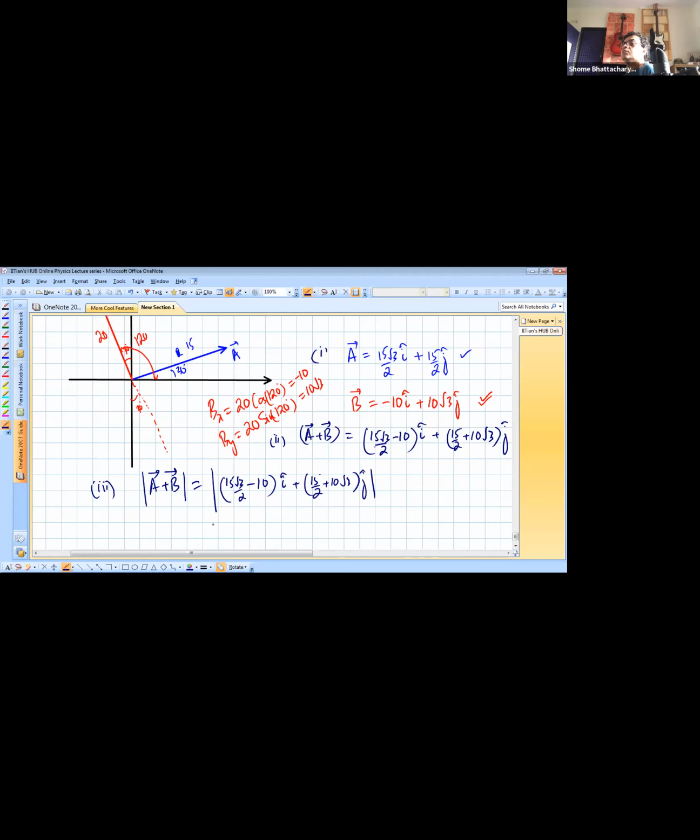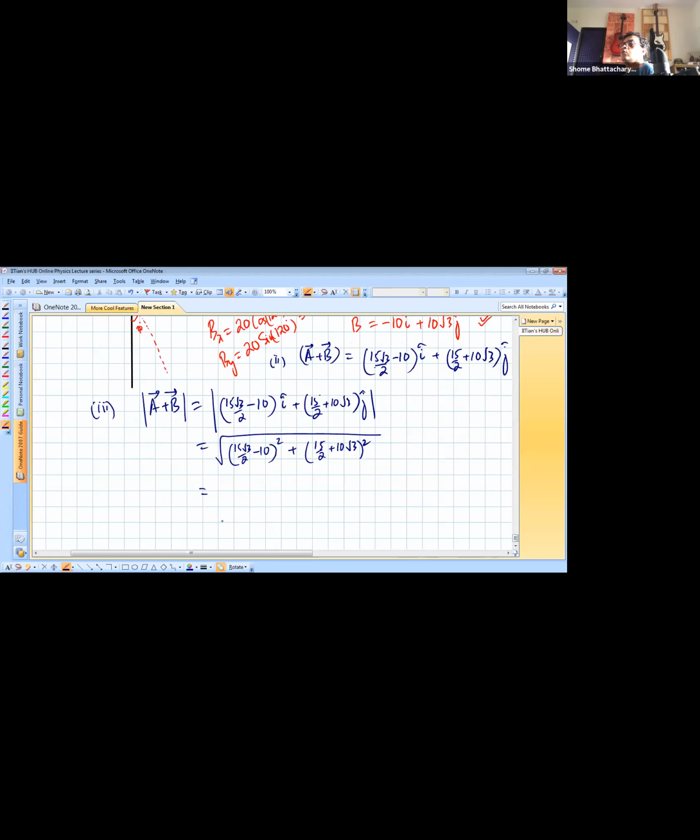So what will its mod be? It is square root of this whole thing squared plus this whole thing squared. So if you patiently work this out, it actually comes out to be a whole number. Interestingly. So 225 into 3, so that is 675 by 4 plus 100, okay, minus 150 root 3. That is the first part.